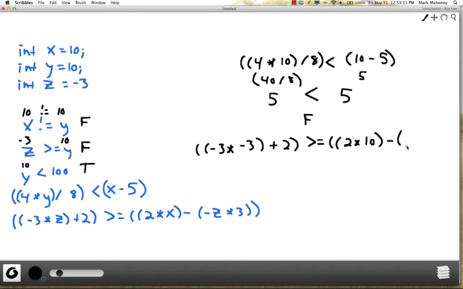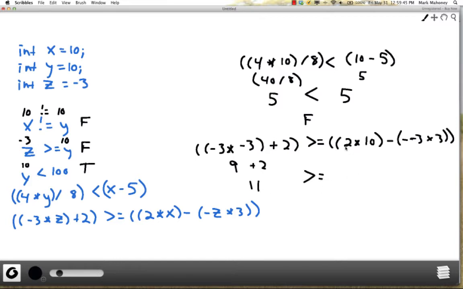Minus. Now we're going to take the opposite of z. Okay, so this minus sign here is taking the negation, or asking us to reverse the sign of this value. So z is -3. If we take the opposite of that, that's eventually going to be +3 times 3. Okay, so let's see. -3 times -3 is +9, plus 2. That's going to be 11.